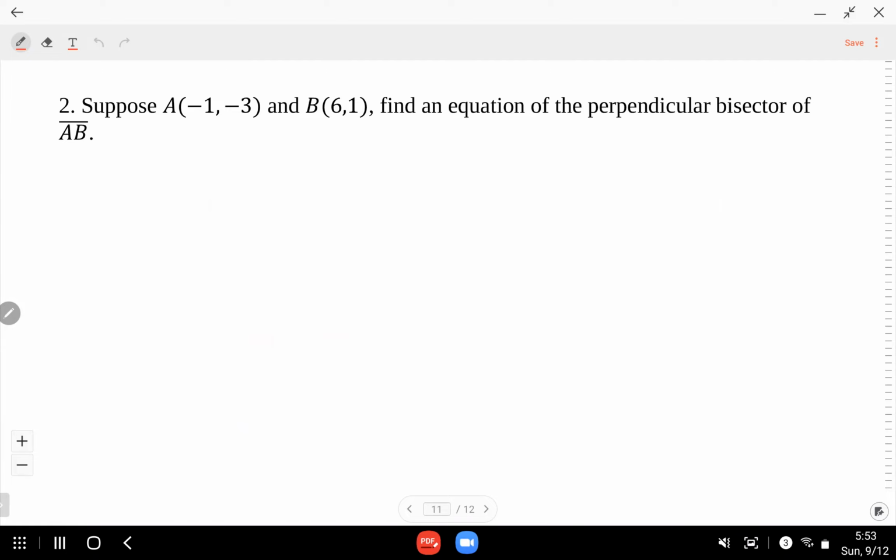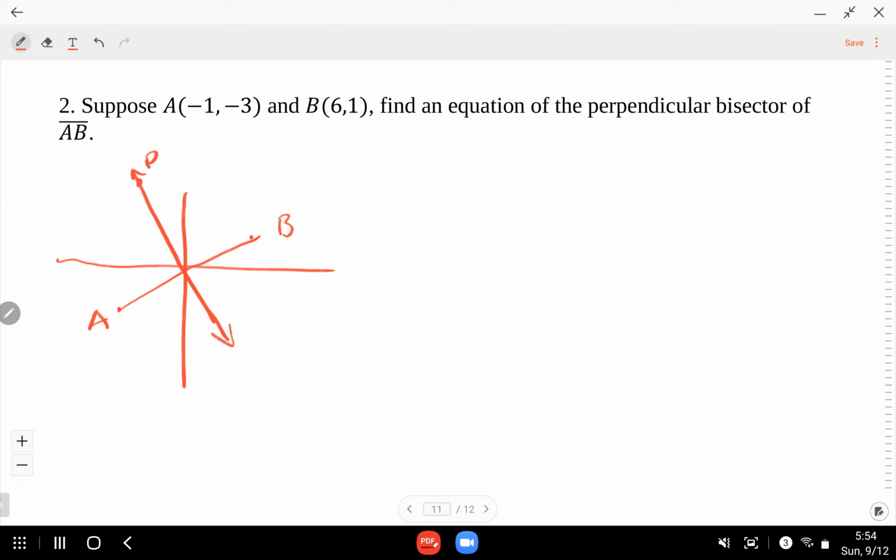So, suppose A is -1, -3 again, and B is 6, 1. Now find the equation of the perpendicular bisector of AB. So how to find the perpendicular bisector? Let's see. So if you use the last problem, we know it's kind of like this, right? AB, okay? So the perpendicular bisector comes along right about here, okay? And this is point P.